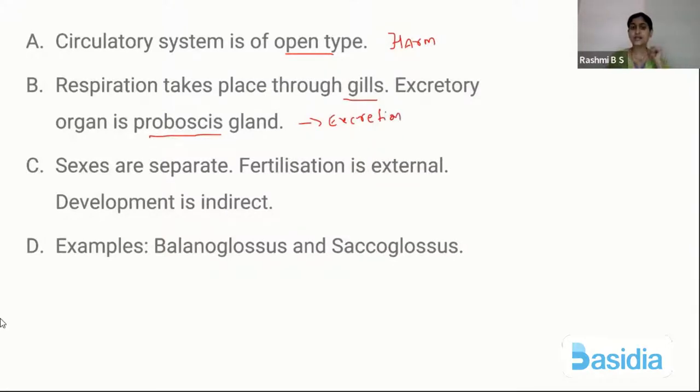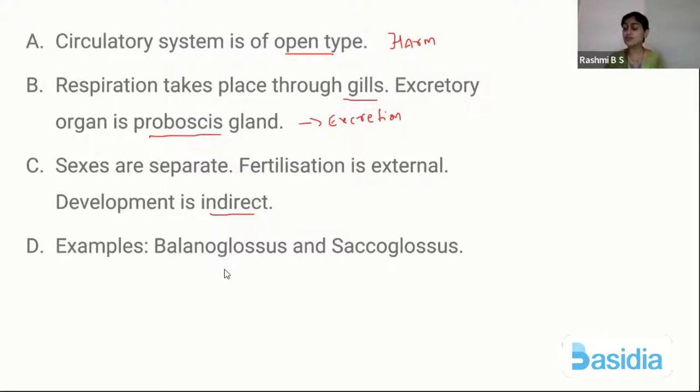Okay, when it comes to sexes, the sexes of Hemichordata are separate. That means you have male and female animals separate, and fertilization is external. Very good. Hemichordata, open circulatory system. Arthropoda also open circulatory system. And development is indirect, that means you have some larva stage. There are two examples given in your NCERT.